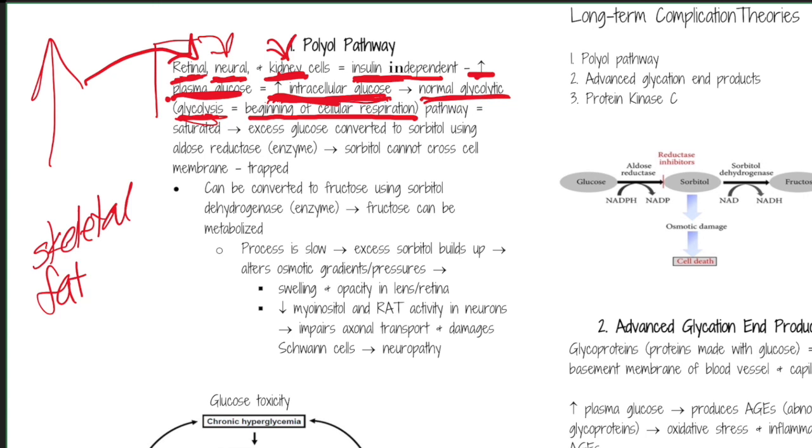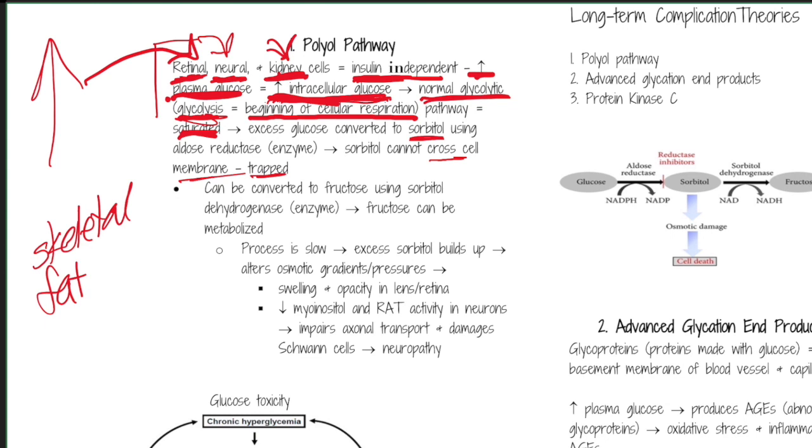But now it's saturated with glucose. There's so much glucose, the cell doesn't know what to do with it. And the extra glucose ends up being converted into this stuff called sorbitol. Sorbitol, unfortunately, cannot cross the cell membrane. So it becomes trapped inside of the cells.